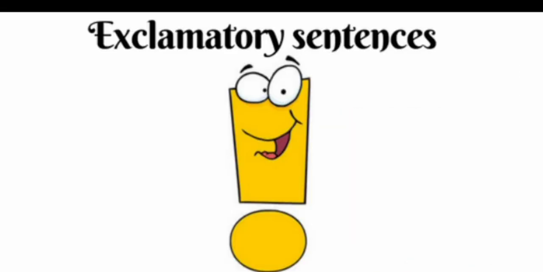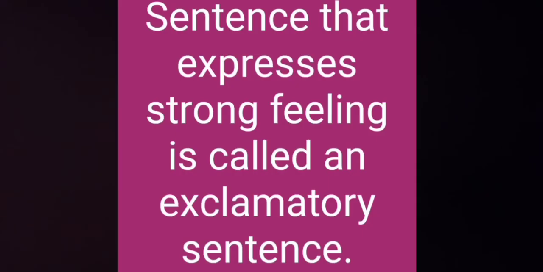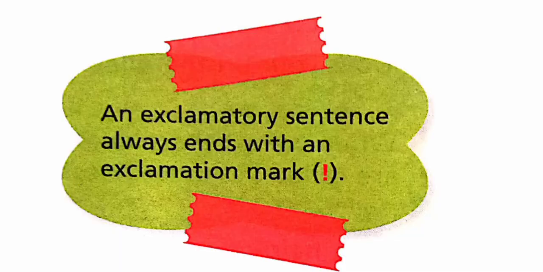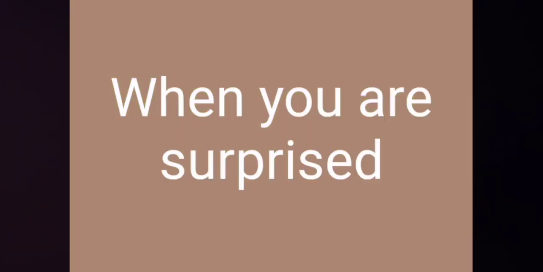Now the last kind of sentence, exclamatory sentences. They are used to express strong emotions or feelings. It ends with an exclamation mark. When you are angry, when you are happy, when you are surprised, we use an exclamation mark. For example, that is a huge fish!